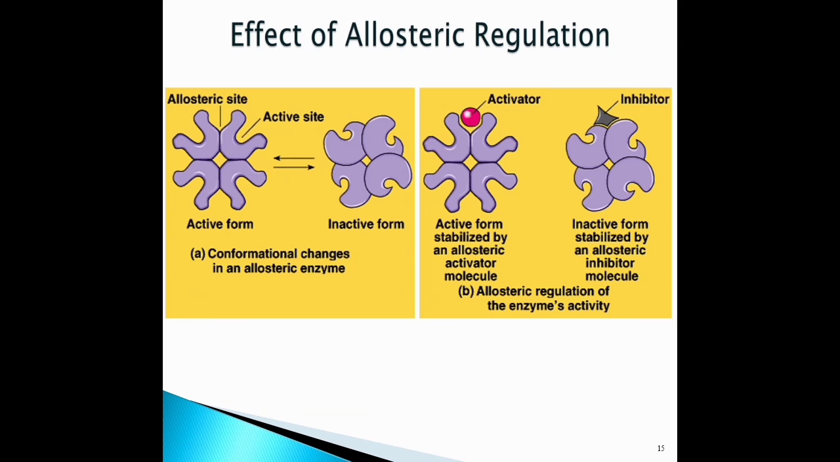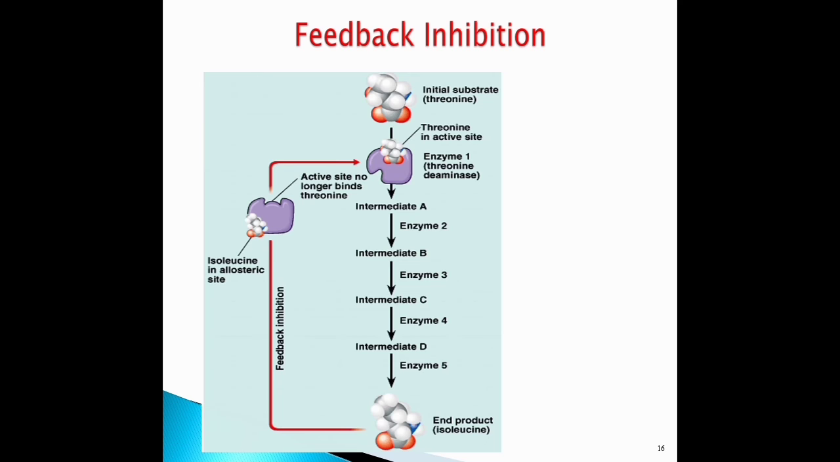inhibitor. Effect of allosteric regulation. Allosteric site, active form converted into inactive form. Conformational changes in an allosteric enzyme. Activator, inhibitor. Active form stabilized by an allosteric activator molecule. Inactive form stabilized by an allosteric inhibitor molecule. Allosteric regulation of the enzyme's activity.